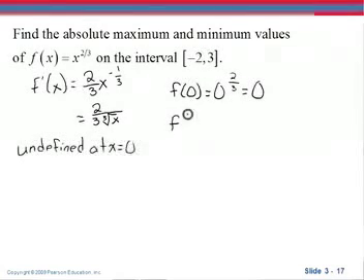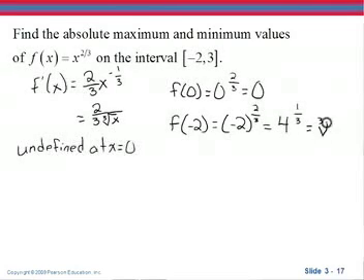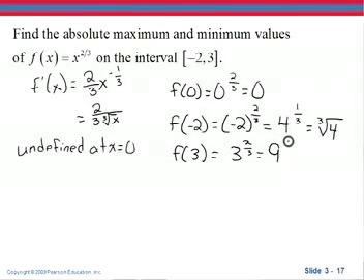F of -2 is (-2) to the 2/3. Now remember how we do that. We square our -2, because the 2 is the exponent, and then we take the cube root. So if I square -2, I'll have 4 to the 1/3, which is the cube root of 4. If I do f of 3, that's 3 to the 2/3. So if I square 3, that's 9. So I have 9 to the 1/3, which is the cube root of 9.